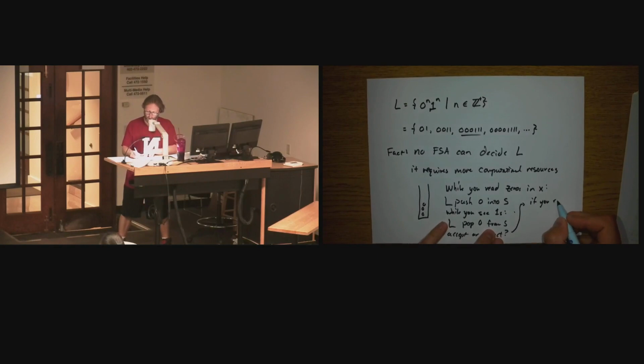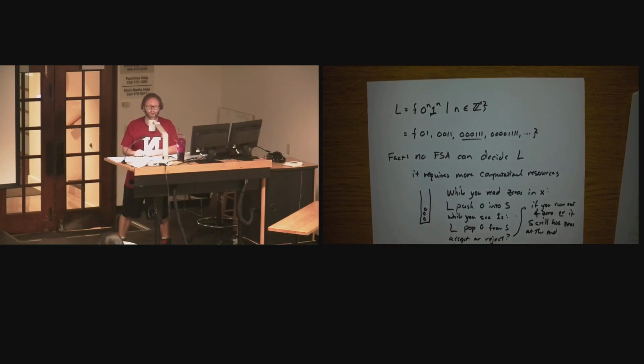If you run out of zeros, or if S still has zeros at the end, then did we have an equal number of zeros and an equal number of ones? Well, I push 3 and I pop 4. Can I do that? No. 3 and 4, is that going to be in the language? Nope. If I push 3 and I only pop 2, that means that I've got 0, 0, 0, 1, 1. Do I accept that string? They're not equal, right? So then reject.